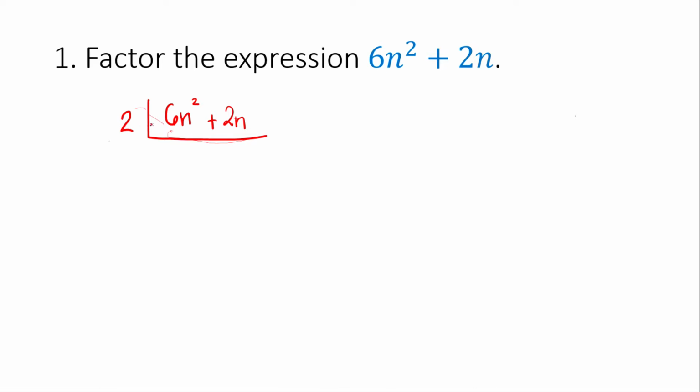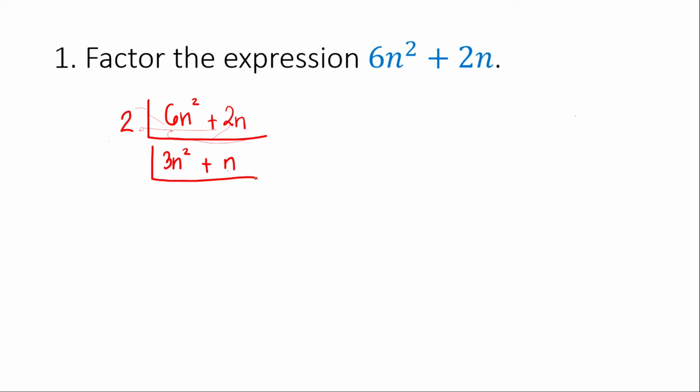So, 6n squared, divide natin sa 2, we'll have 3n squared. Plus 2n, divide by 2, is just 1n or n na lang. Now, ang natira na lang natin na numerical coefficients is 3 and 1. So, wala nang common factor except for 1.